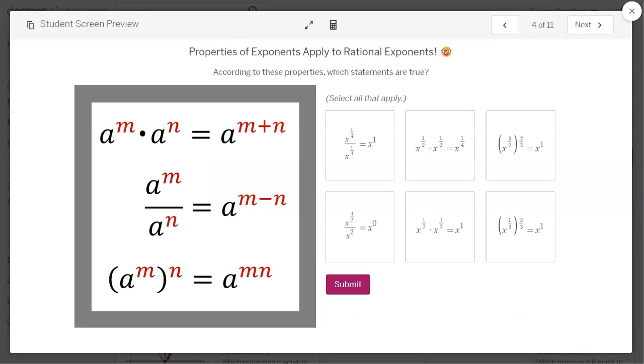And here are some properties of exponents, and these properties apply equally to rational exponents. These properties are being used in these answers, and 3 of them are correct and 3 are not, so they will find the 3 that work.